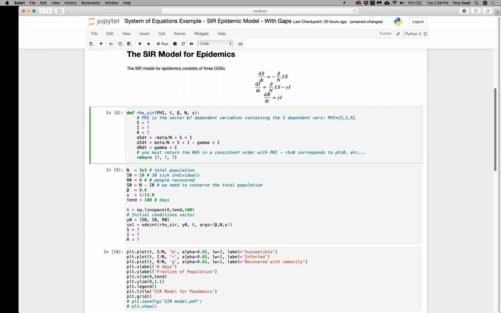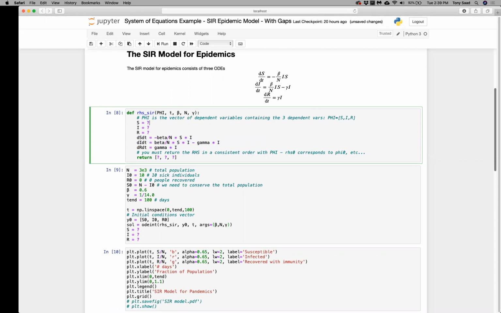All right, so now, to build the right-hand side, and I have already built it here for you, right-hand side for equation 0 is minus beta over n I times s, and then for equation 1 is beta over n I s minus gamma I, etc. But how do we get s, I, and r?